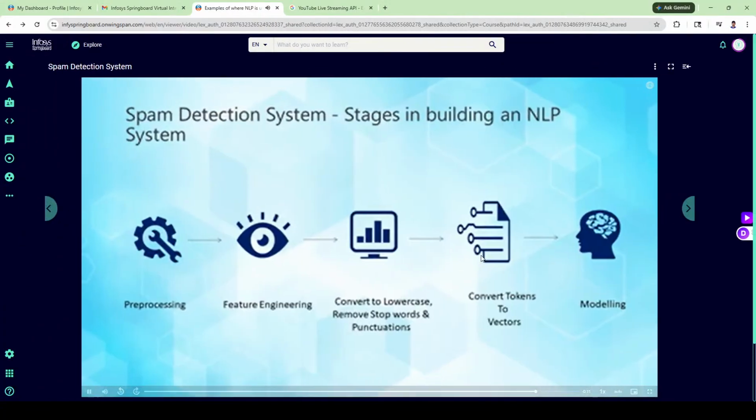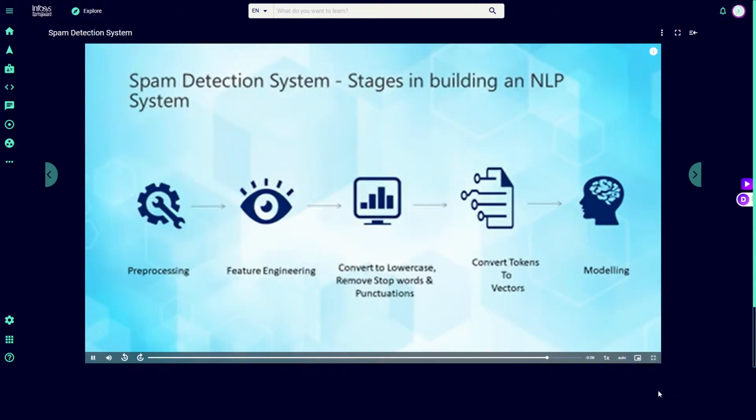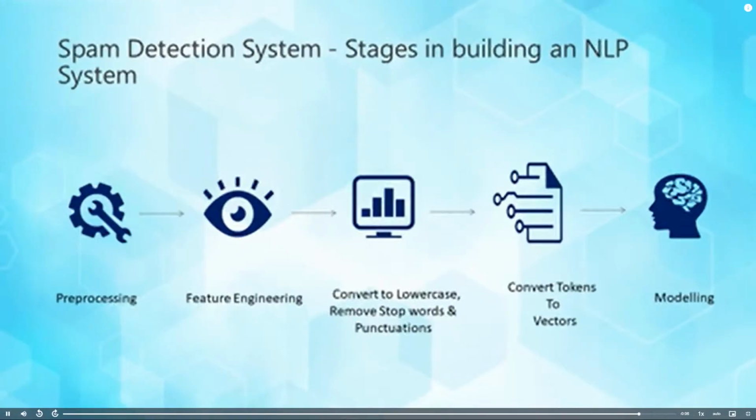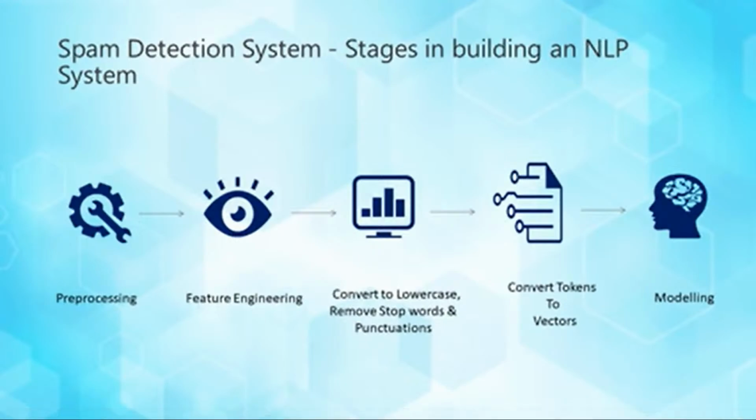In general, this diagram summarizes the different stages in building an intelligent NLP system. The system could be a spam detector, a translator, or even a sentiment analyzer or any other as well.